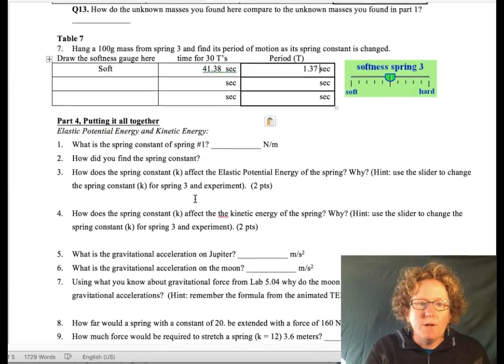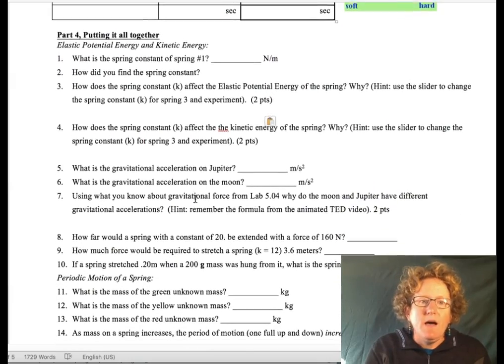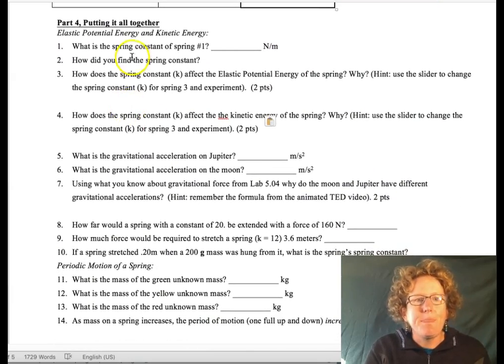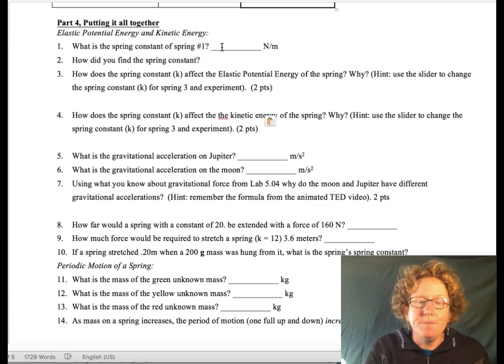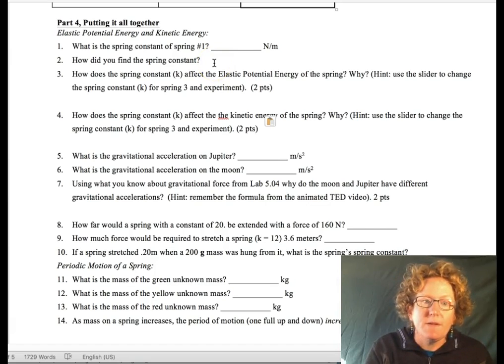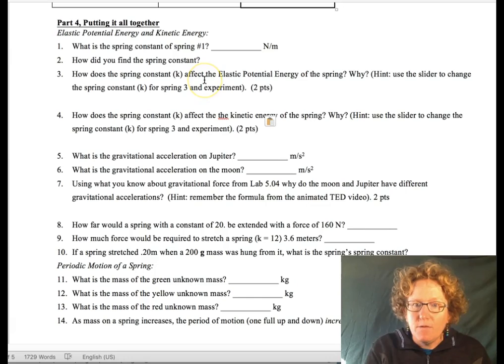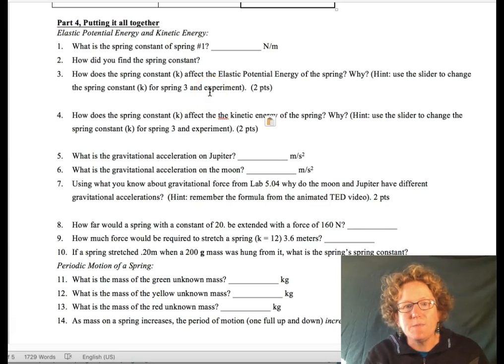In part 4, you get to work on this part on your own. The spring constant of spring number 1 we found out in table 1. We used a formula, and you're going to have to put that formula here. You'll have to go find it. It's around table 1. And look at how the spring constant affects the elastic potential.